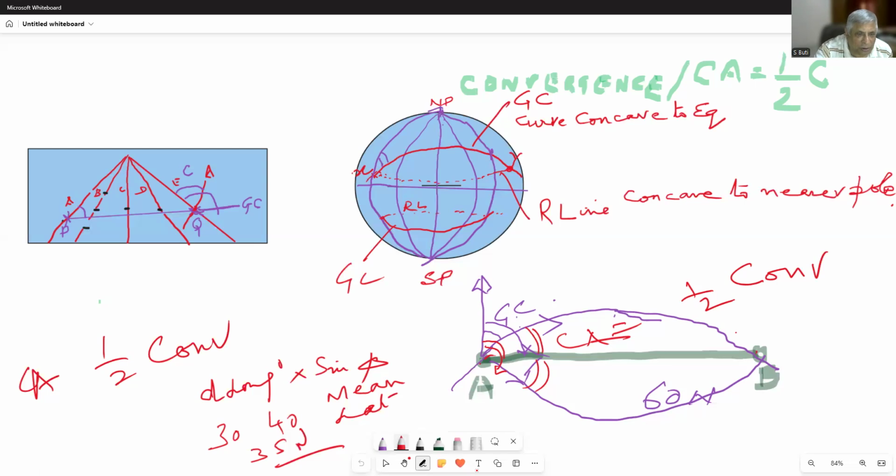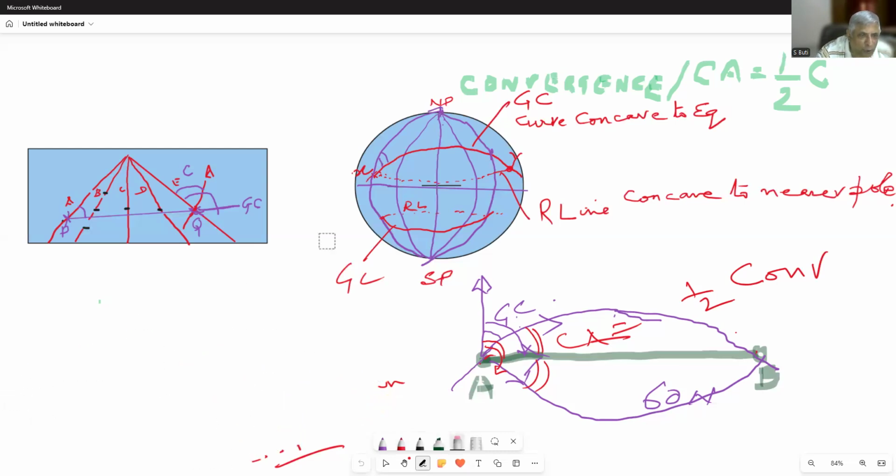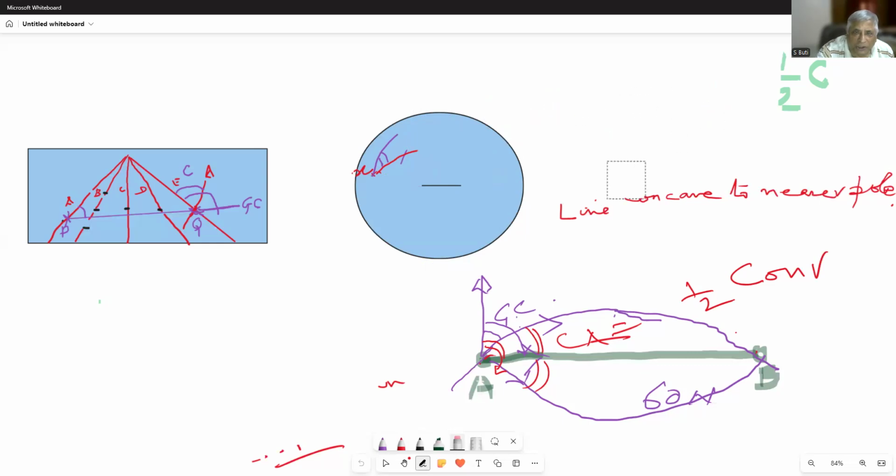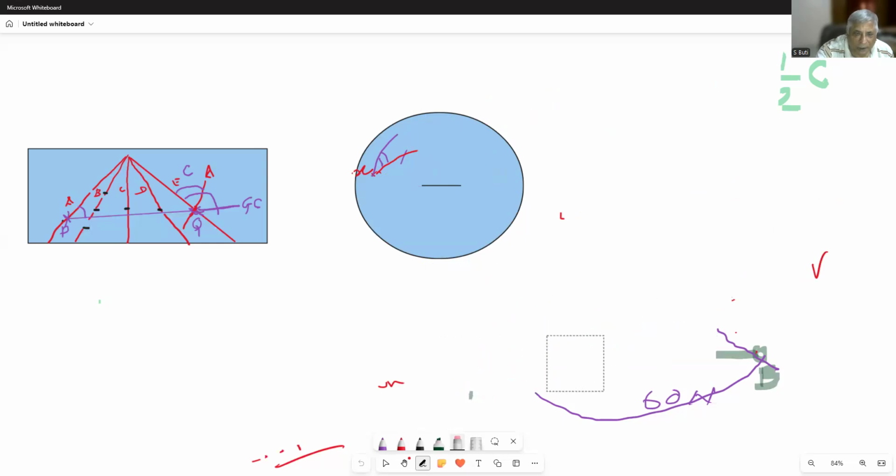Now let's avoid confusion, if any. We have used dlong here also. We used dlong between two places in finding out the distance, converting dlong into distance. That is for finding out departure. There also we use dlong.